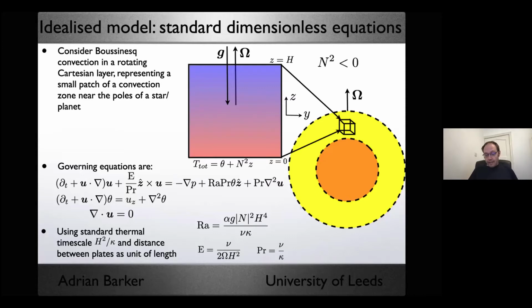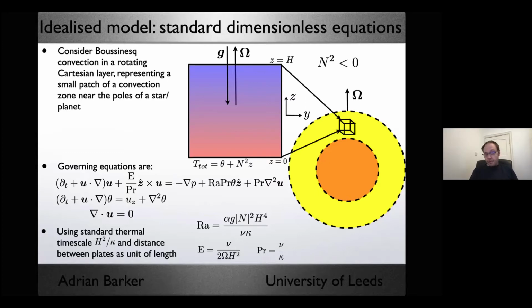And what I'm going to talk about today is convection in a regime that's turbulent, so the Rayleigh number much exceeds the critical Rayleigh number for the onset of convection. This model you can study in a simple way by perturbing about the conduction profile, and you can use a standard non-dimensionalization using the thermal timescale h squared over kappa as the timescale and the distance between the plates as the unit of length. If you do that, you obtain these equations that I've written down here.